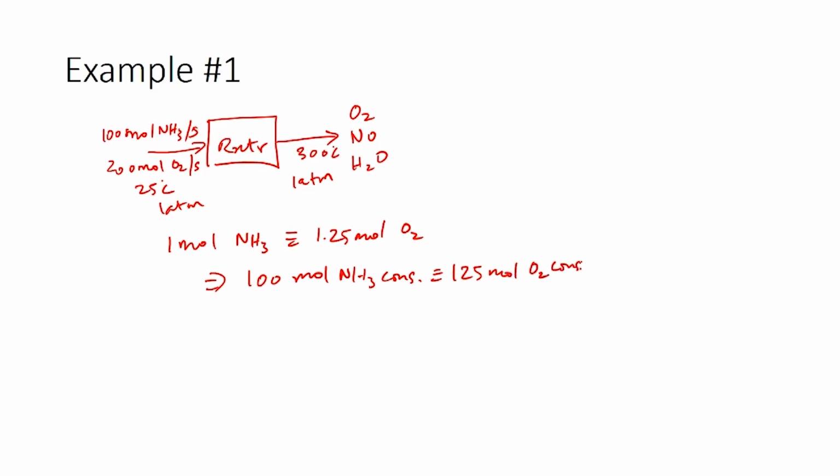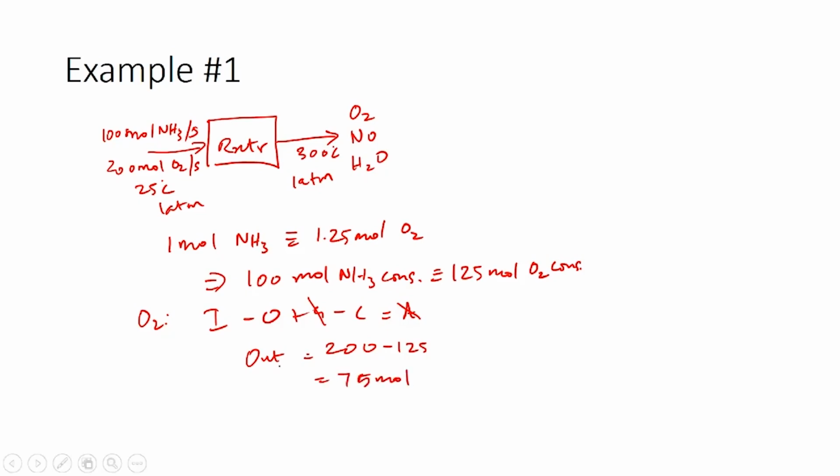Okay. So, now we can write an oxygen balance. It would be input minus output plus generation minus consumption equals accumulation. At steady state there will not be any accumulation. You would not have any generation of oxygen because it is a reactant, so you would have input, output and consumption. We have already identified consumption of oxygen as 125, and we know the input is 200. So, output for oxygen would be 200 minus 125, which is 75 moles of oxygen leaving the system.